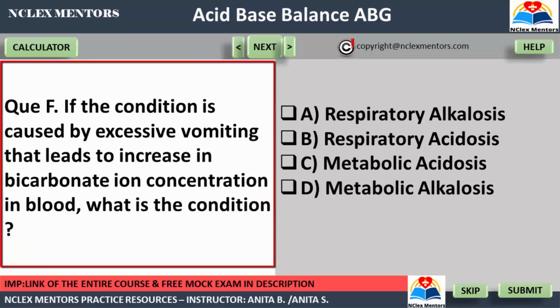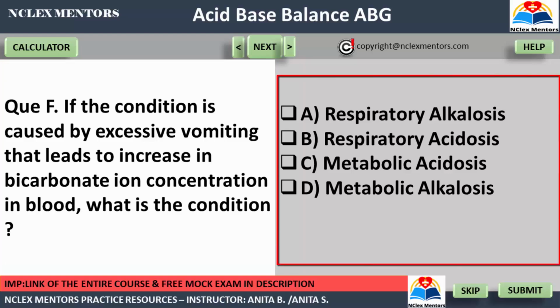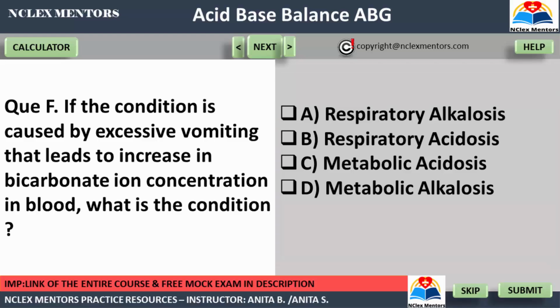If the condition is caused by excessive vomiting that leads to increase in bicarbonate ion concentration in blood, what is the condition? The options for this question given on the screen are Option A. Respiratory alkalosis. Option B. Respiratory acidosis. Option C. Metabolic acidosis. Option D. Metabolic alkalosis.